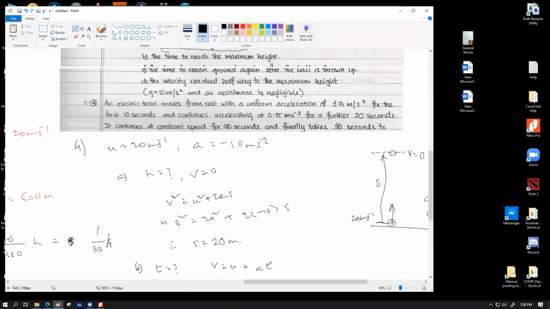I think I'm gonna go for this one. This is simple to use. v equals u plus at. So 0 equals 20 plus minus 20t. Hold on, see the implication of placing this minus here. If I didn't give the minus sign over here, then the time calculated would have become negative, right?